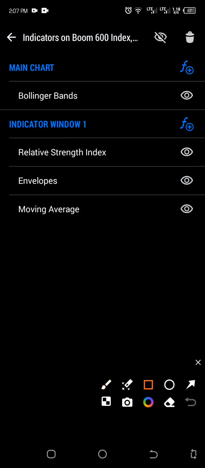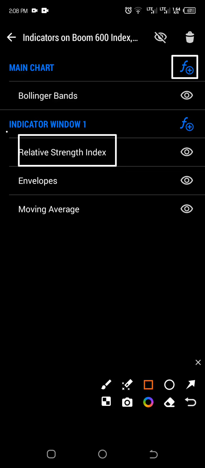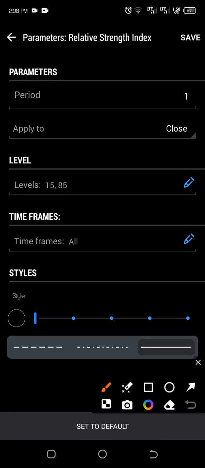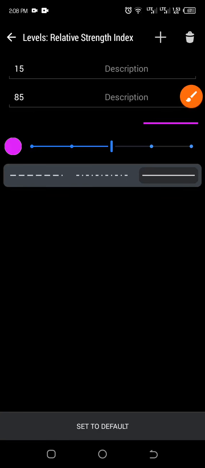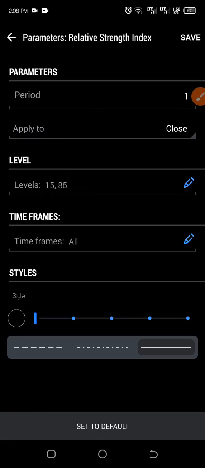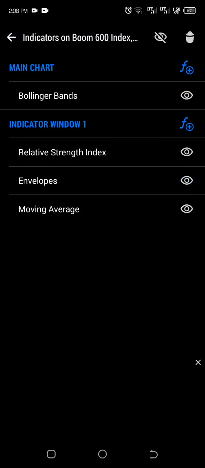Now to the next indicator, which is going to be the RSI right here. So how do we add it up? We click on this main chart, F plus, we set for RSI, and this is the parameters. Now we don't need the parameters. What we need is the levels. So that is what we need. Now for the levels, we need the 15 and the 12 levels for the levels. Then use any color of your choice and go back and click on save. So you have your RSI in your chart.